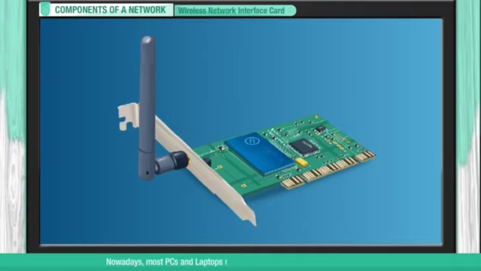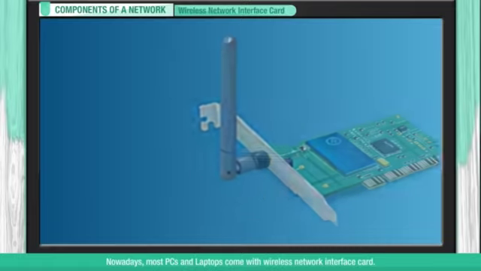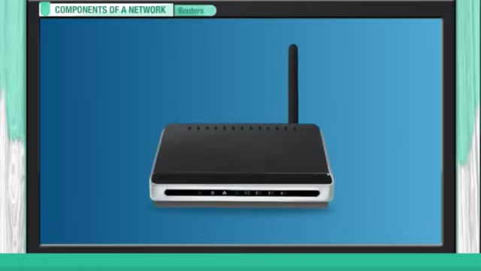Nowadays, most PCs and laptops come with a wireless network interface card. Routers. It is a networking device that connects two or more networks. They are located at gateways. Its function is to determine the best way for a packet to be forwarded to its destination. Though routers are basically hardware devices, software-based routers also exist.